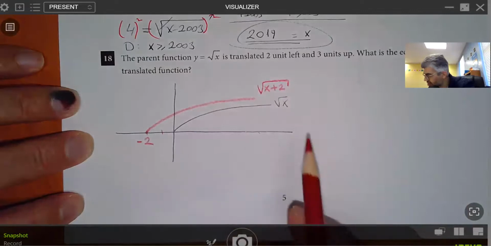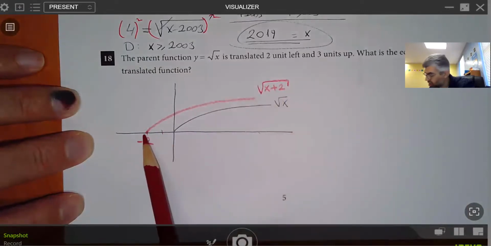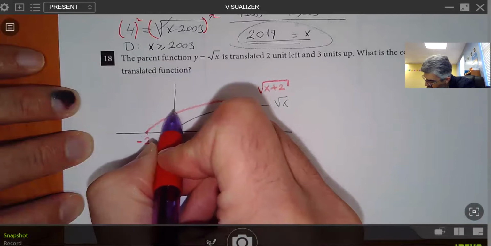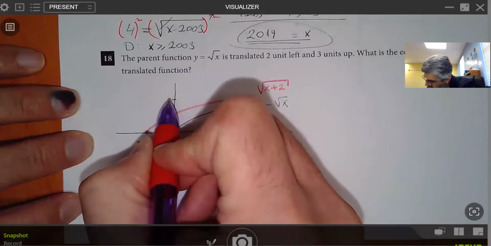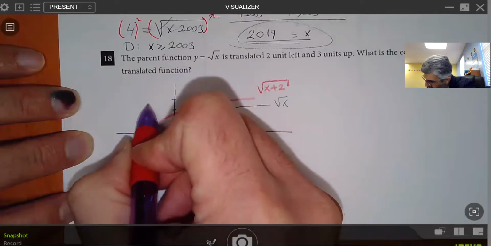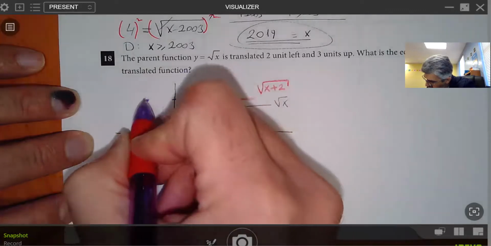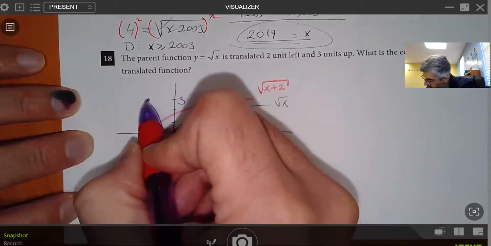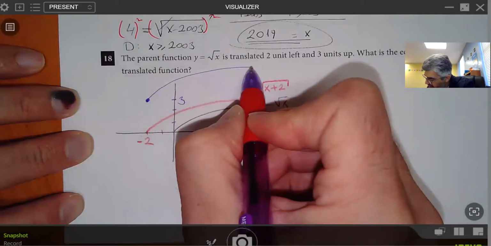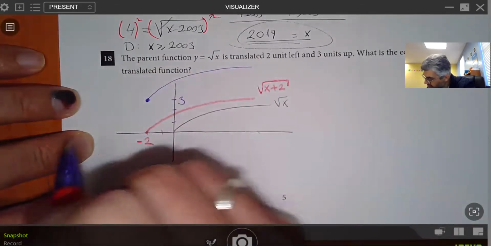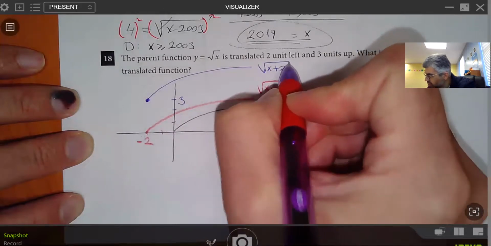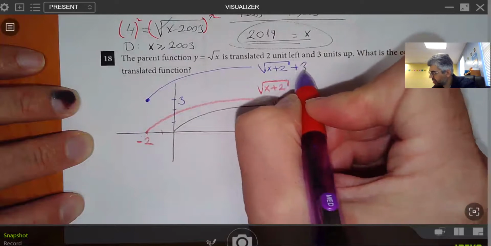Remember, plus 2, we shifted 2 units left. And then 3 units up. So 1, 2, 3. 3 units up. So it will be somewhere here. This is 3, and it will be like this. And how will the graph be here? So this root of x plus 2, 3 units up, plus 3.